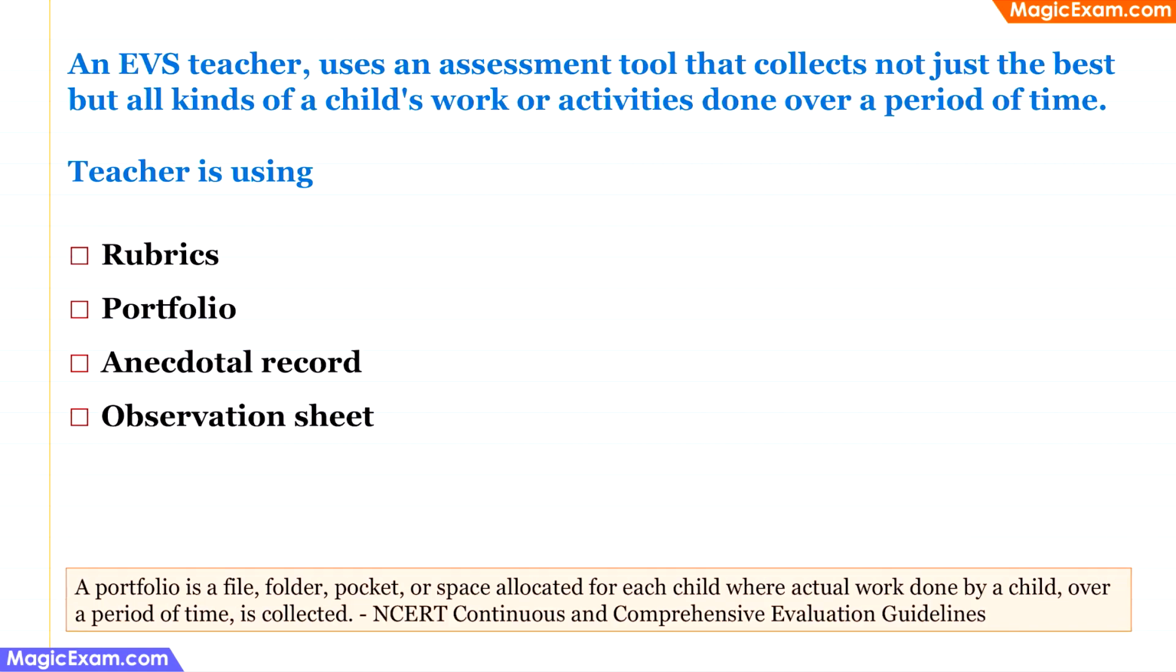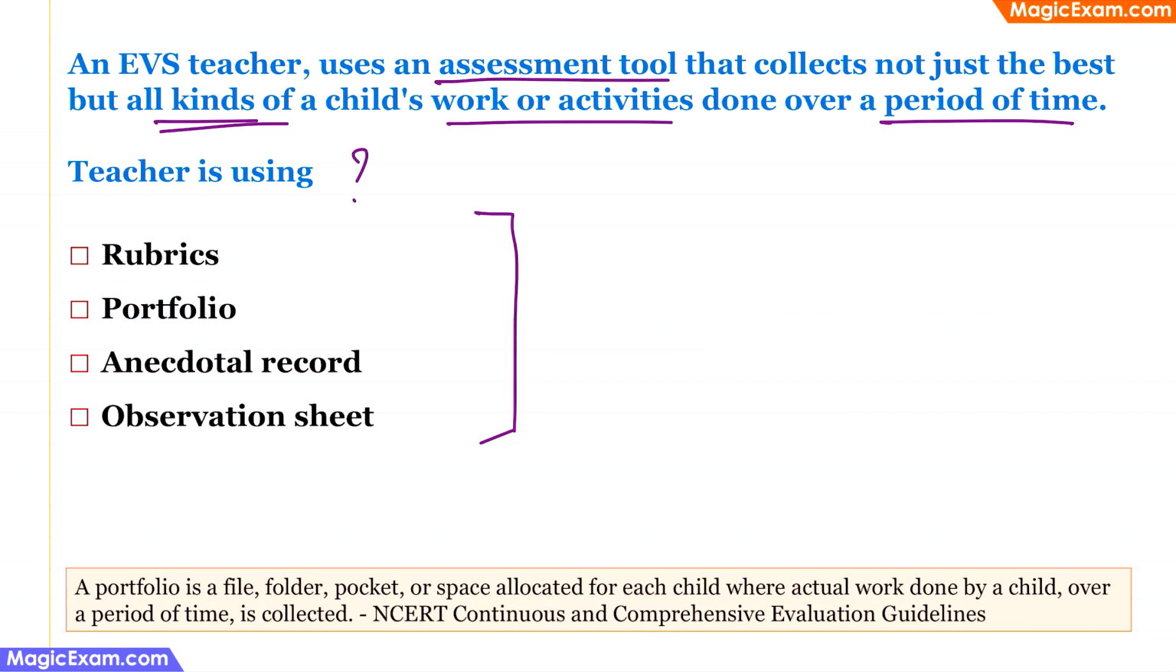An EVS teacher uses an assessment tool that collects not just the best, but all kinds of the child's work or activities done over a period of time. So the teacher is using which of the following? Now, these are all different tools of assessment that are used in EVS, and you should be completely familiar with rubrics, portfolio, anecdotal records, and observation sheets. And almost every year there will be at least one or two questions based on this. So you should have a good understanding of what all of these are, and I have covered them in detail in another video on our channel.